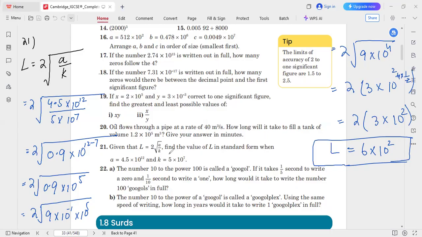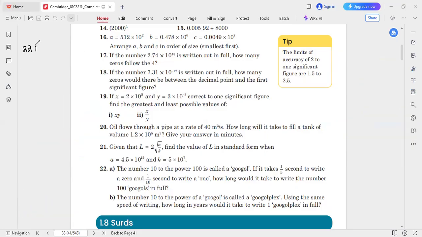Okay, so what they gave us next is the second part. They're saying the number 10 to the power of 100 is basically called a Google. And if it takes 1 by 5 seconds to write a 0 and 1 by 10 seconds to write a 1, how long will it take to write the number 100 Google in full? This is quite a tricky question, in a way that we need to carefully check what they are asking for.